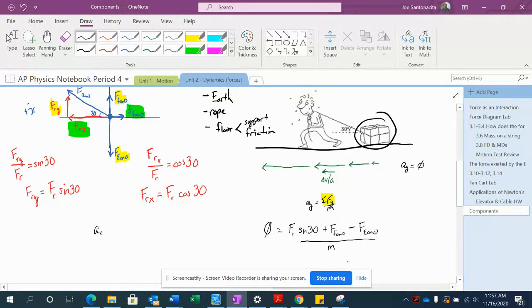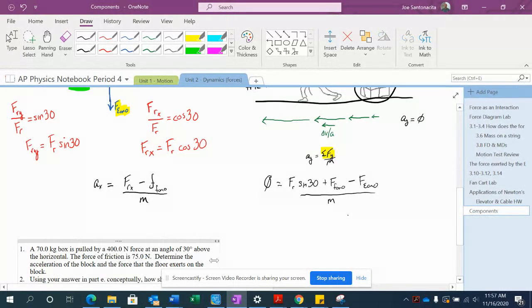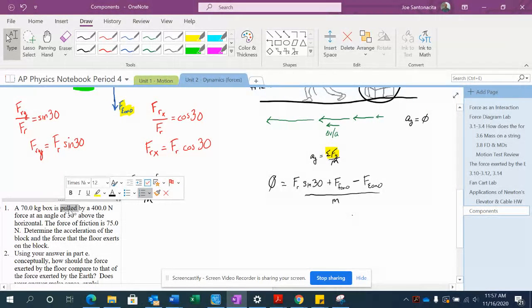So the acceleration, which will be to the left, is the force of the rope exerted in the x direction minus the frictional force of the floor on the object divided by the mass of the object. Okay, so a little bit later on, they give us some values for all of this, and we will carry through and determine what those numbers are.